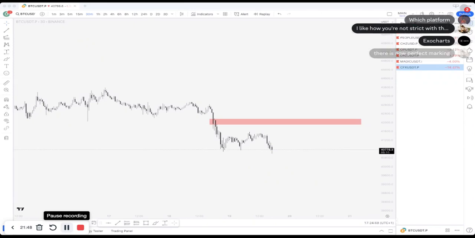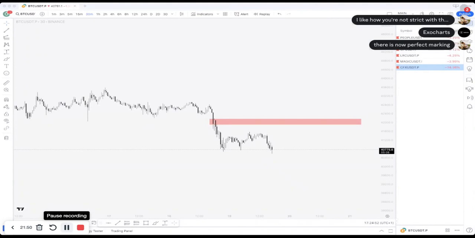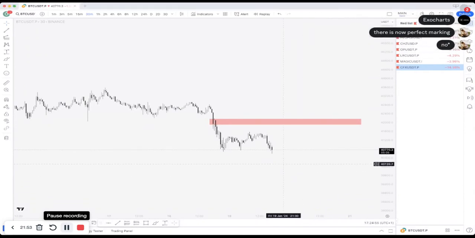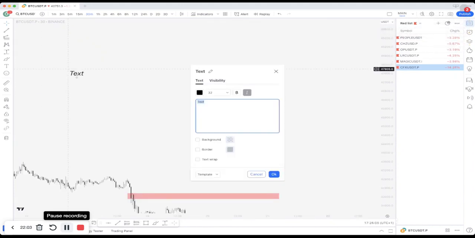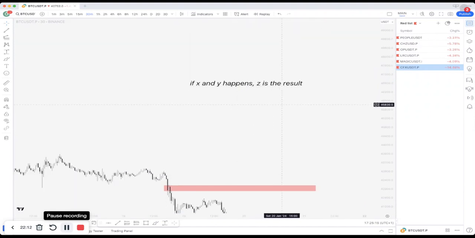I like that you're not strict with the supply demand rules. It makes a lot of sense. Yeah. So the reason I'm not strict is because if strict rules worked, right? So if X, for example, this rule set, if X and Y happens, Z is the result. If this process worked, where you have some rules, you mark it off in this and this, if that was consistent, you can just code that into a bot and it will trade for you and you would profit, right? But you don't because it doesn't work.